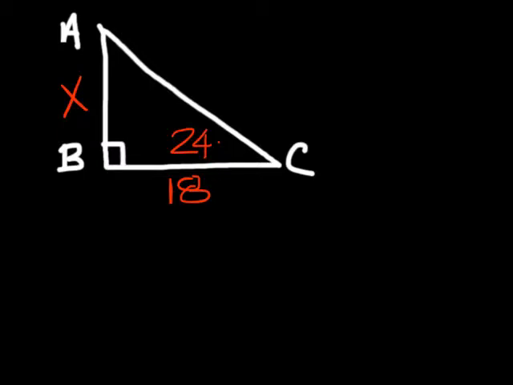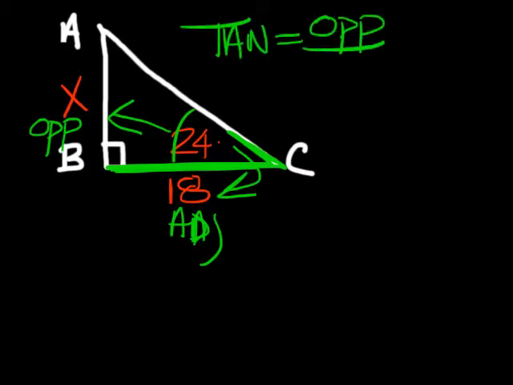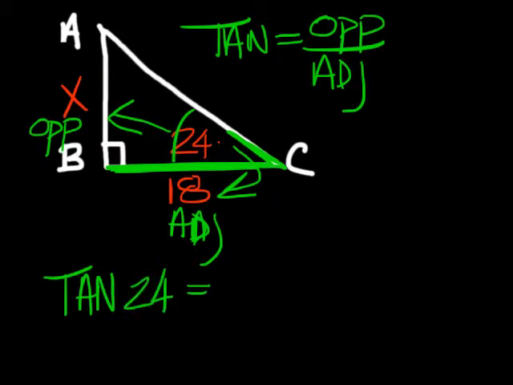First, you're going to have to label the triangle. If this is your reference angle, what you know, then the X is directly across from it. That means it is the opposite side. The 18 is directly beside it. The 18 side touches angle C. Therefore, it is adjacent. From your list of functions, you know that tangent is opposite over adjacent. So that's how we know we're going to use tangent. So tangent 24 degrees equals opposite x over adjacent 18.